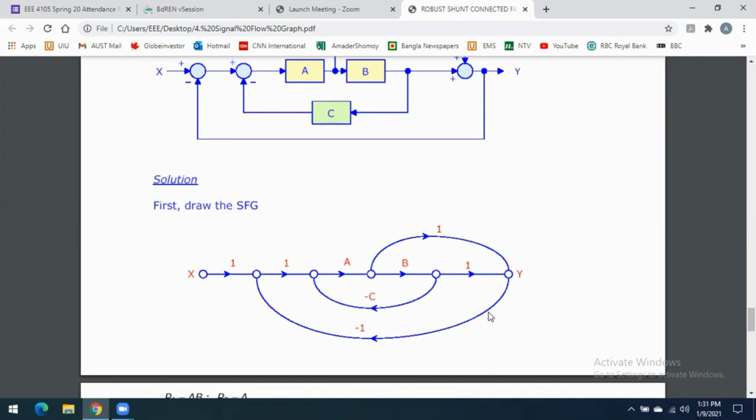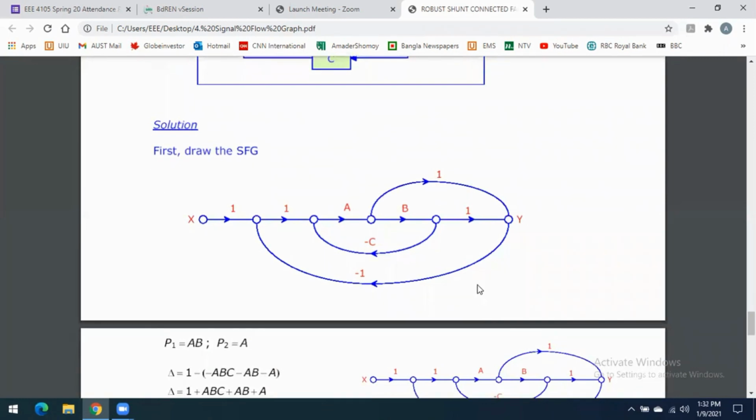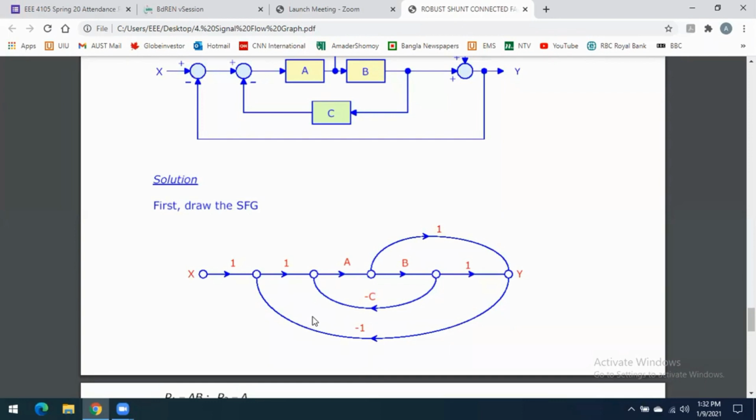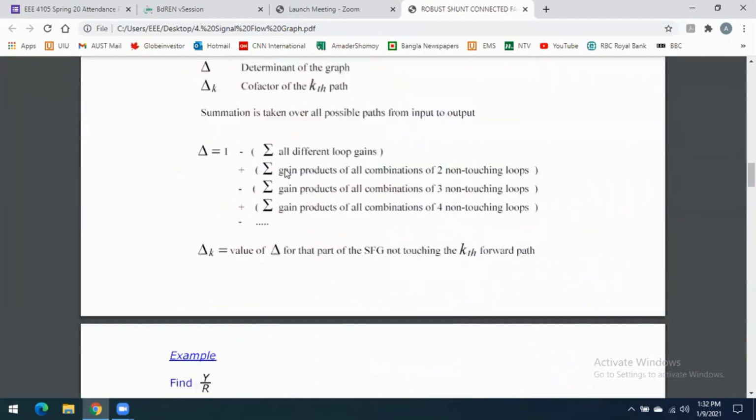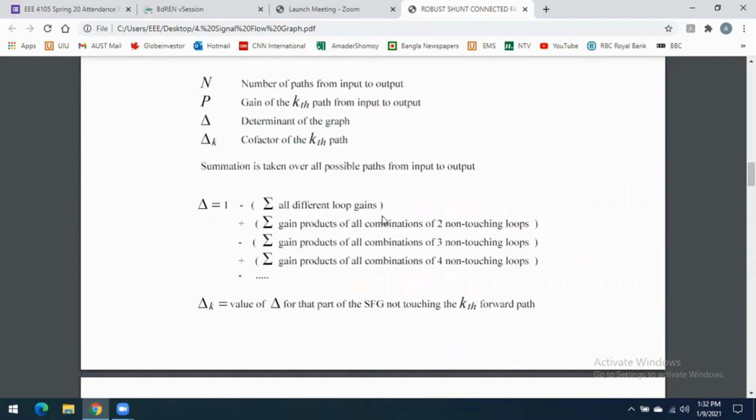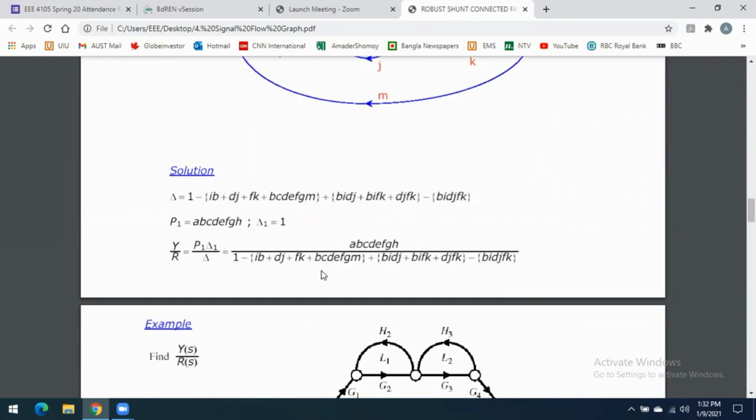So one of the important things for us to find is delta. Okay? We have to find delta. How do you find delta? Go to the same equation again, Mason's rule. One minus summation of loop gains. What are loops? How many loops are here? One minus sum of all different loop gains, all loops. Then we will look at non-touching pairs, then non-touching triplets, then non-touching quadruplets. Okay? So first, how many loops are there.